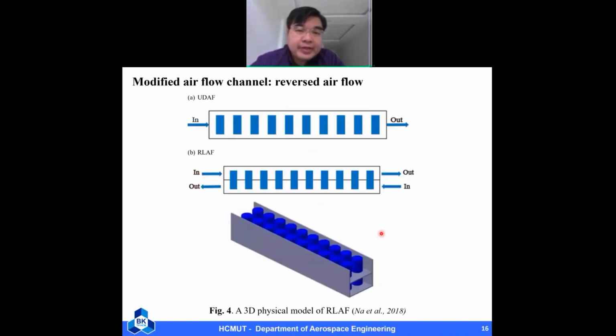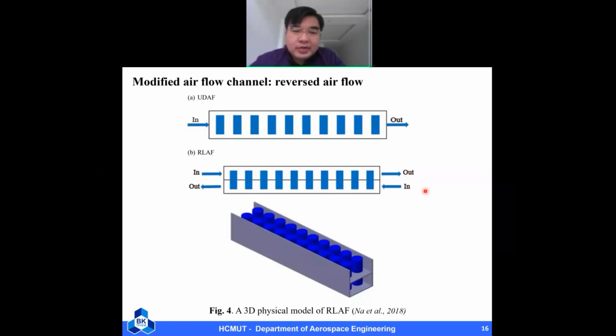The third type is reverse airflow. In the field of battery, you can arrange the inlet and outlet. So in the past, we always used one way, it means that in and out. But now we think that, for example, one in and two out. But with the arrangement like this, will it help or not?